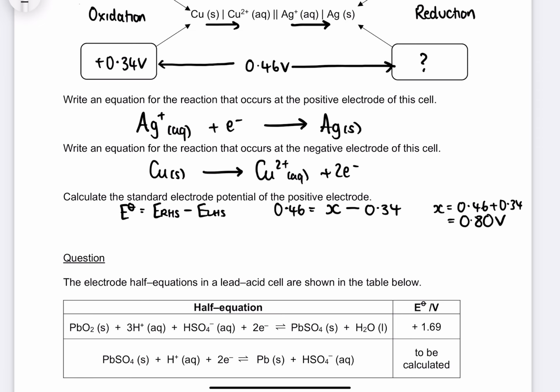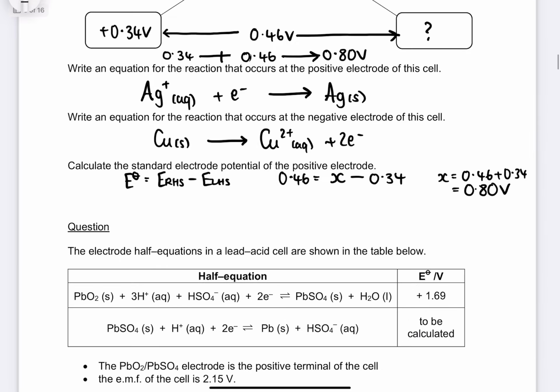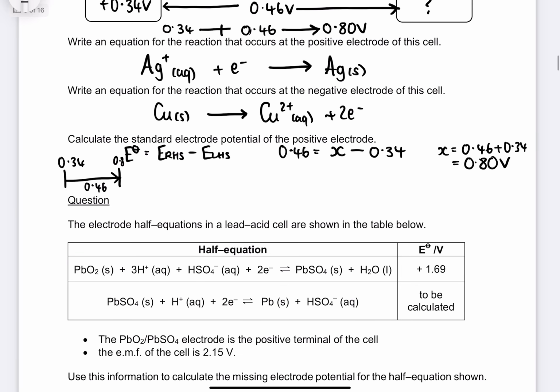Or we can think of it on a number line. We know that from our 0.34, we need to add 0.46 so that we can get to our new number. So we're adding 0.46 to 0.34 to give us 0.80 volts. On a number line, we've got 0.34, and we know that the right-hand one needs to be further away, and the difference is 0.46, and so we can work out it's 0.8 volts.